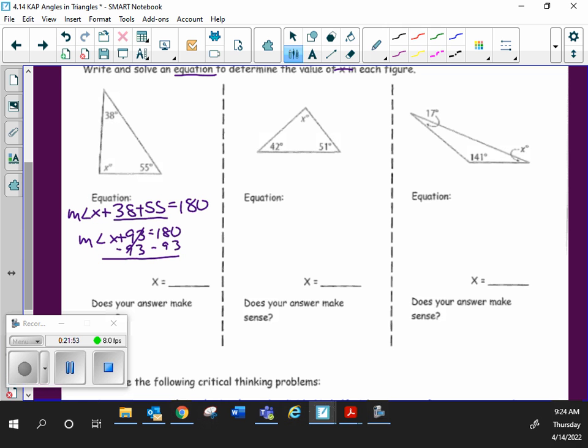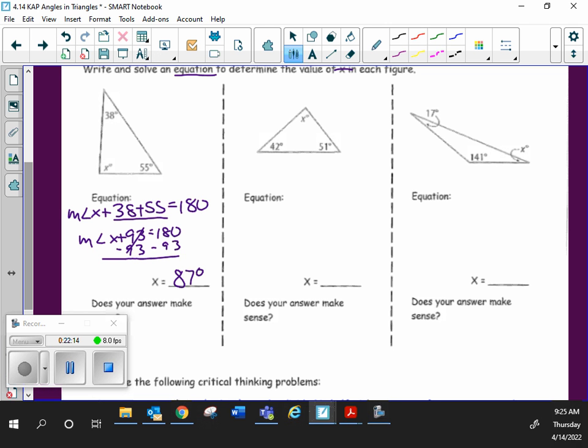So 180 minus 93. Correct. Equals. That's what everyone's solving right now. They're doing it quietly, though. Okay, what does it equal? 87 degrees.